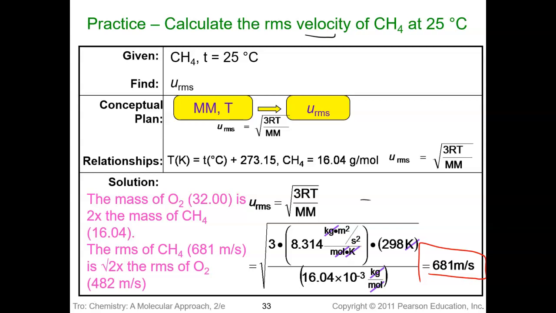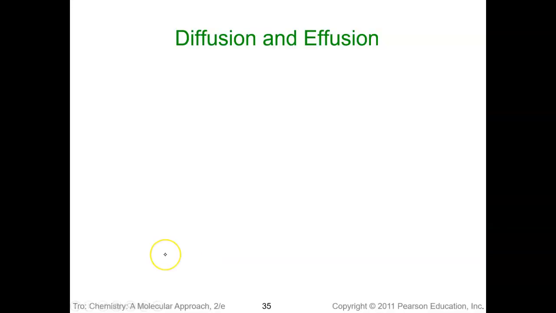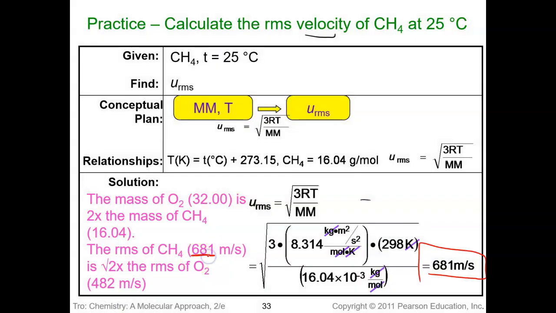Okay, and so when we look at this, the mass of oxygen is 32, twice the mass of methane at 16. And so that makes sense that the root mean square speed of methane is 681, right? Compared to oxygen's 42. So this would make sense that methane is indeed faster than oxygen. So you're going to be doing quite a few of these in your Chem 101. So the keys here, don't forget to turn this to kilograms. And this is the 8.314, not the 0.0826.